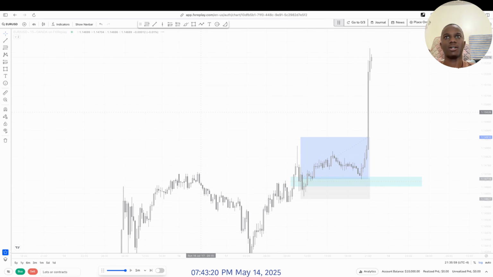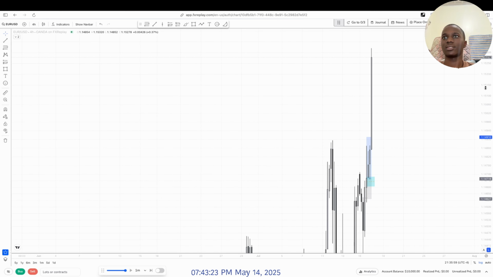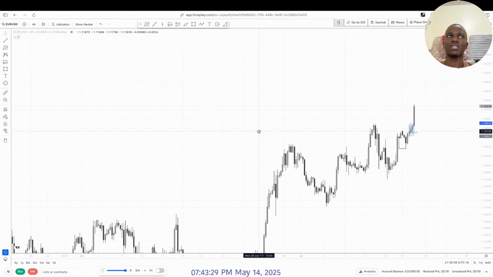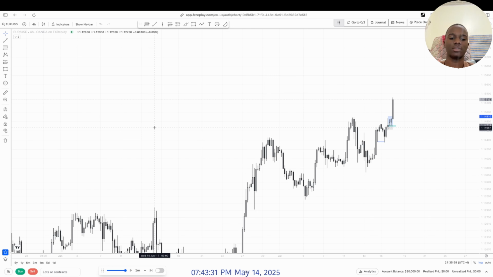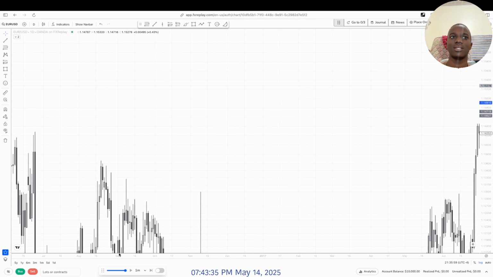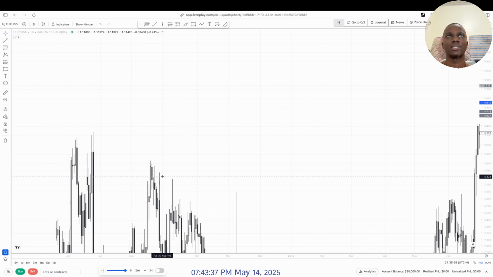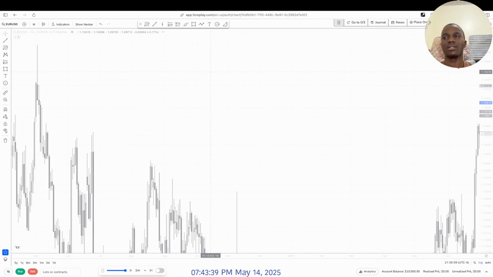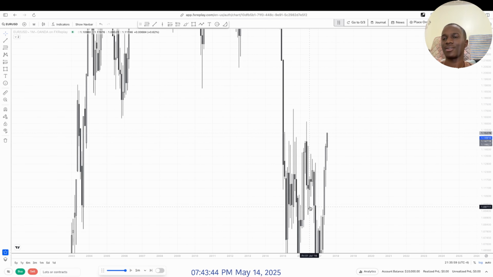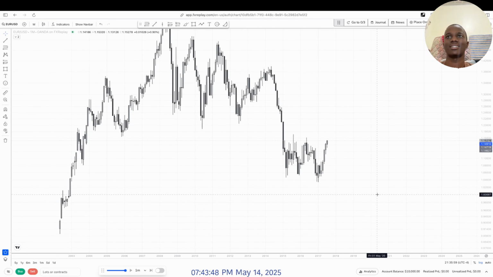So the 4 hour is showing a good market maker buy model with sweeps of liquidity. The high was taken out. And when we go to the 1 day, we can see, is this the all-time high? Monthly. Whoop, unfortunately not the all-time high. You can see that it's actually trying to recover now.